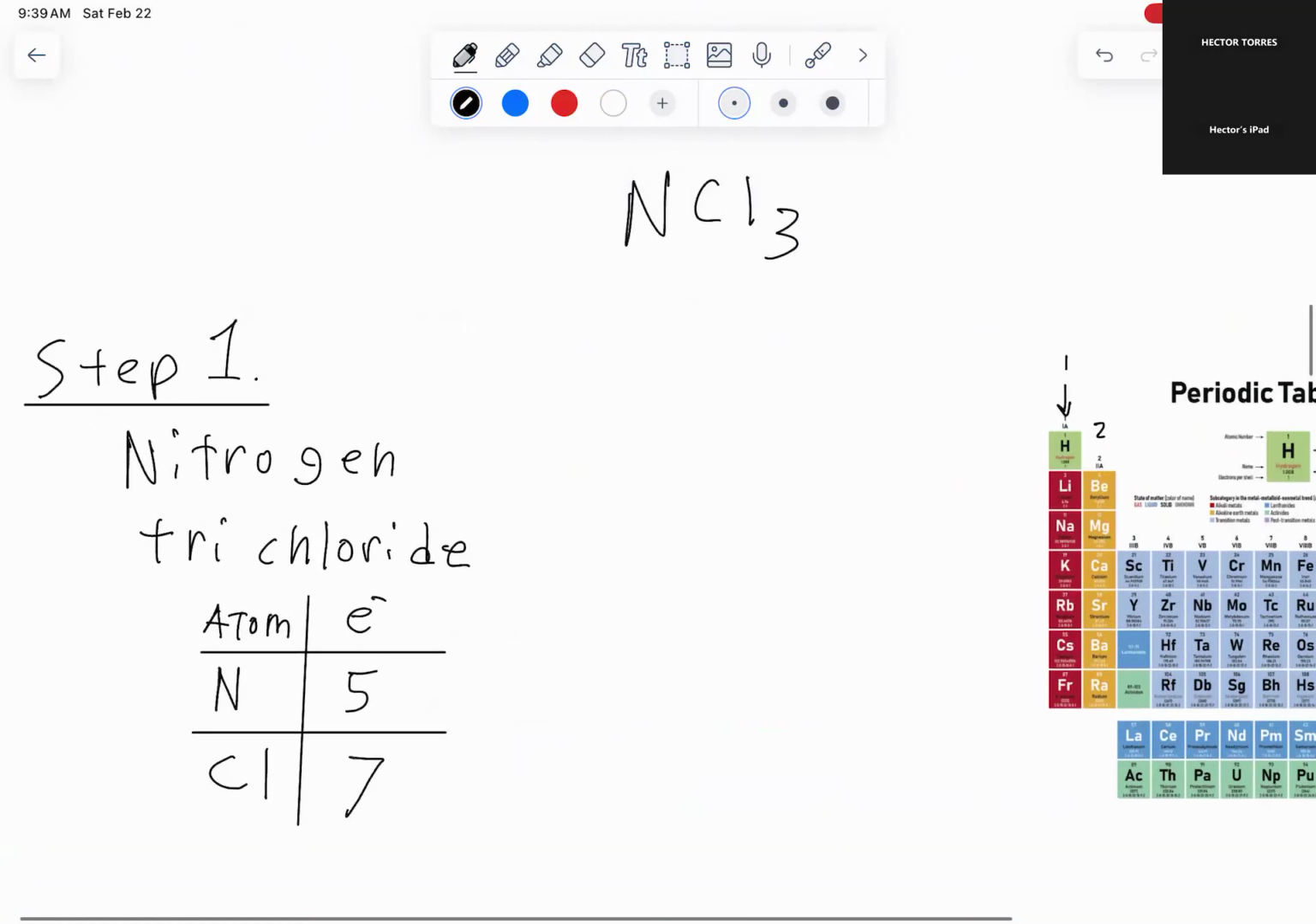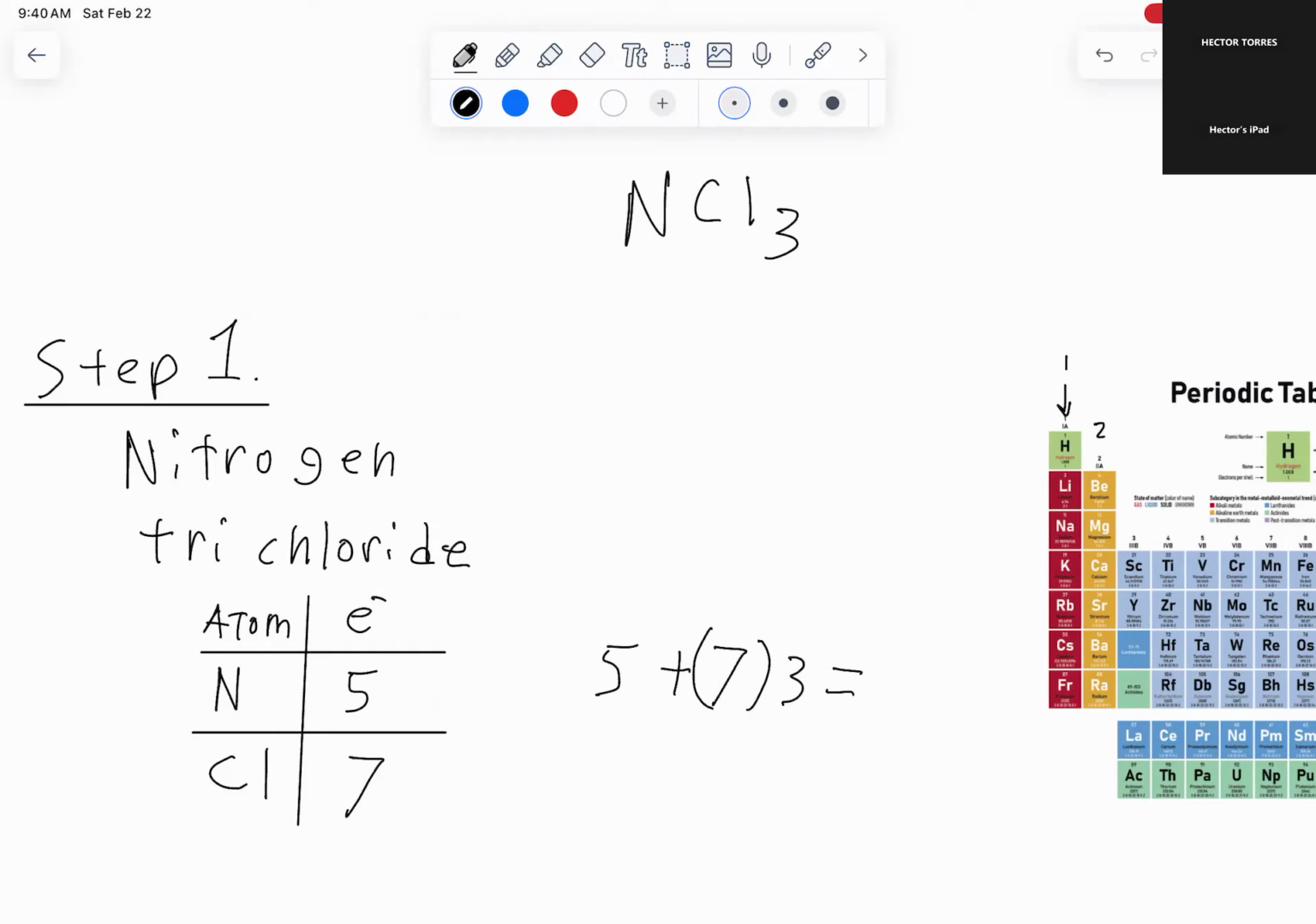But as we can tell, there are 3 Cl's in our molecule. So we have to take that into account when we're trying to find the total valence electrons in the molecule. So nitrogen is 5, Cl 7, and then to take into account those 3, we're going to multiply that 7 by 3, giving us 26 total valence electrons.